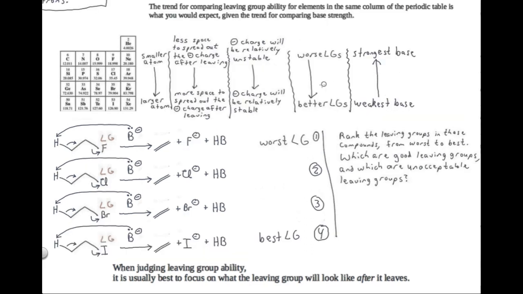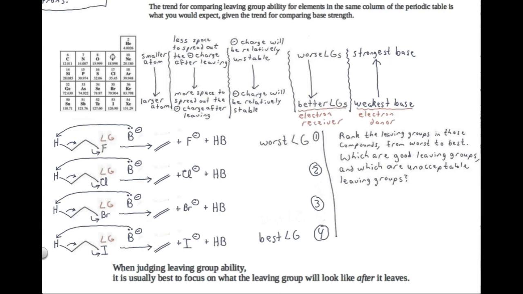Did you notice that our explanation of the trend for leaving groups used very similar ideas to our explanation earlier in this video about the trend for base strength? Leaving group ability improves as we move down a column. Base strength improves as we move up a column. But those two explanations are consistent with each other. It makes good sense that these trends move in opposite directions because a leaving group is an electron receiver while a base is an electron donor.